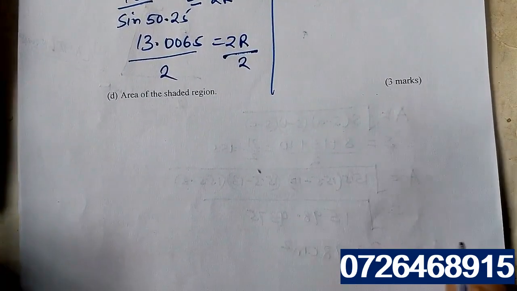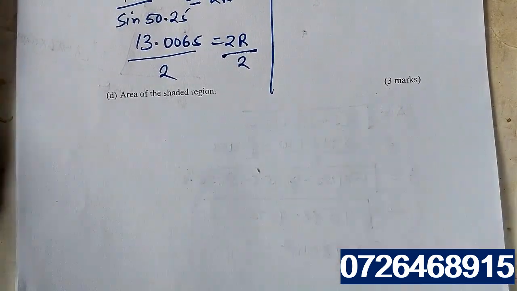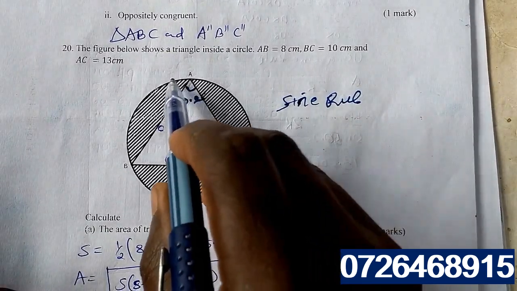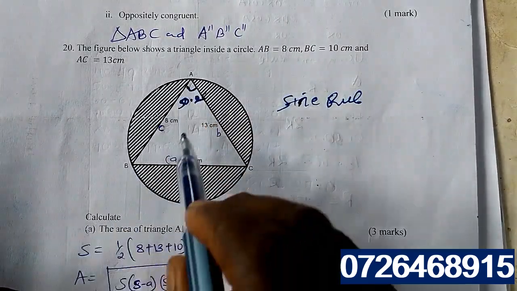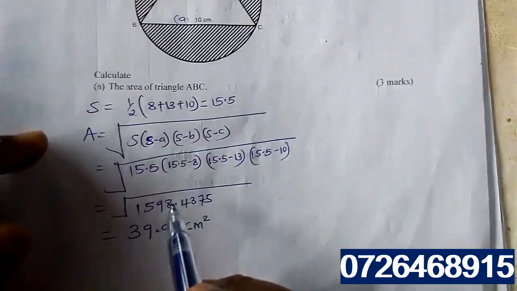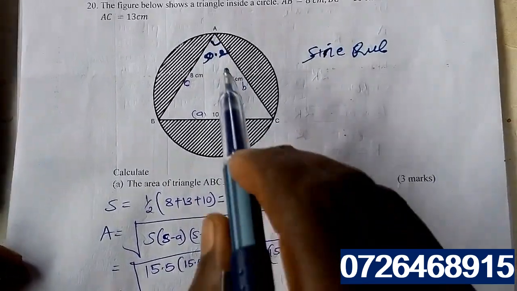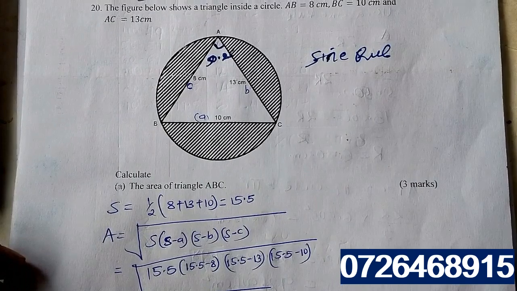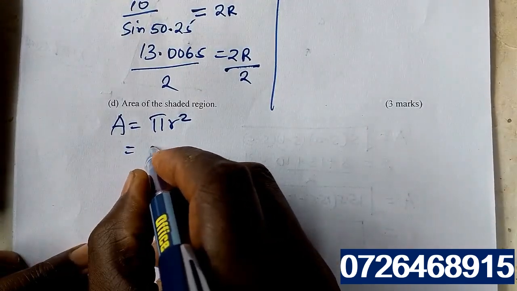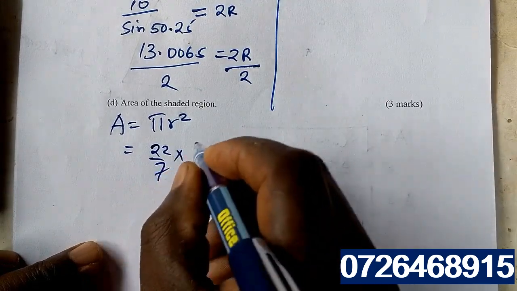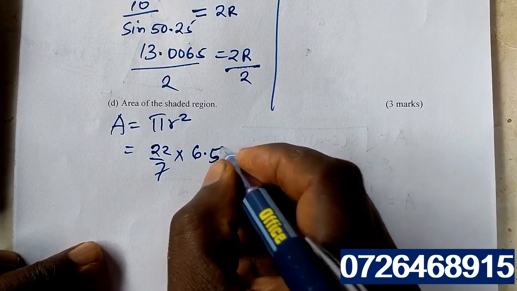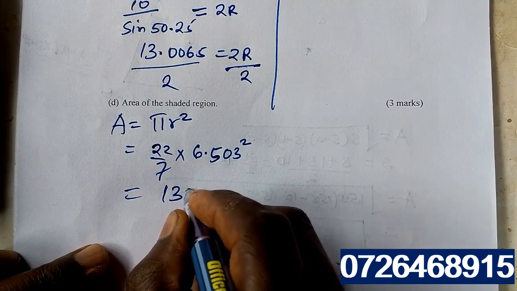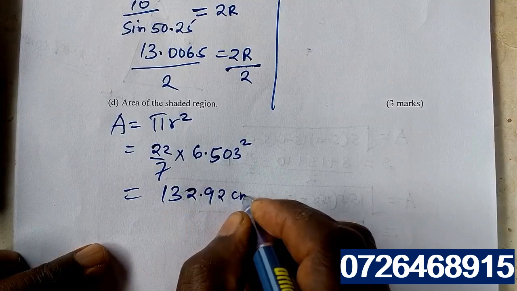Next, we want to calculate the area of the shaded region. The area of the shaded region is obtained by calculating the area of the whole circle and then subtracting the area of the triangle. The area of the triangle we have here. So what we need to do now is calculate the area of the circle, because we already have the radius. That is 22/7 times our radius 6.503 squared, and this gives us 132.92 centimeters squared. So this is the area of the circle.